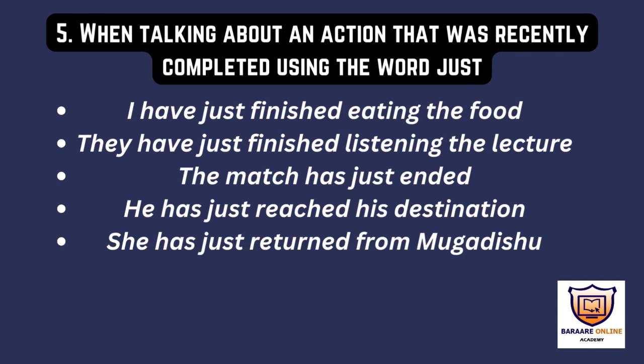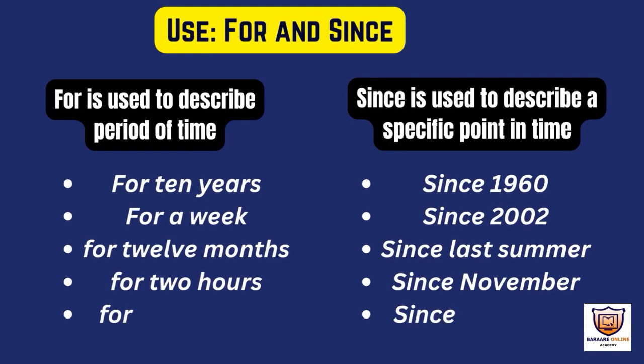So then, when you wanted to report what he said, you can say he has said that he has just reached his destination. So in that case, we are using present perfect, and the action has recently completed. Okay, she has just returned from Mogadishu. Okay, let's come to for and since.